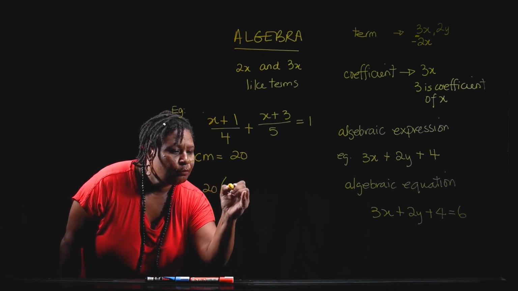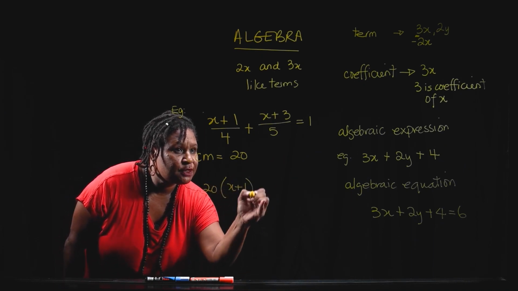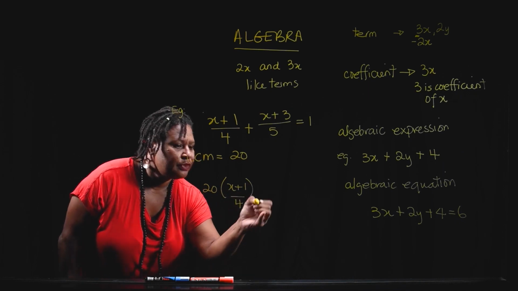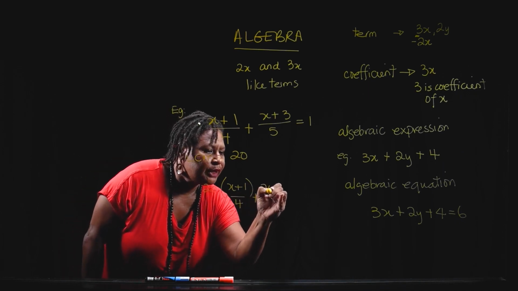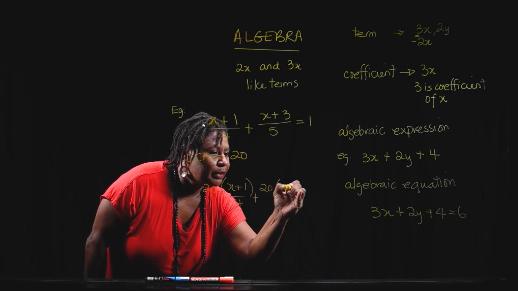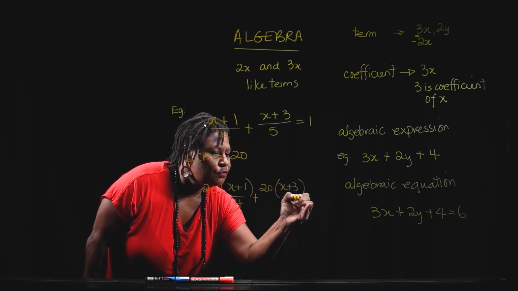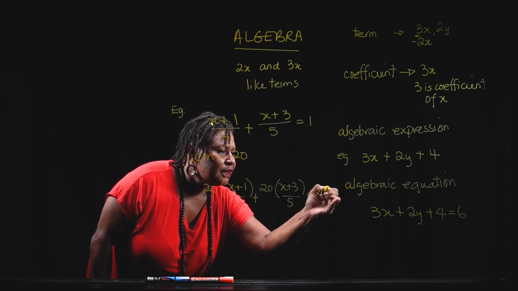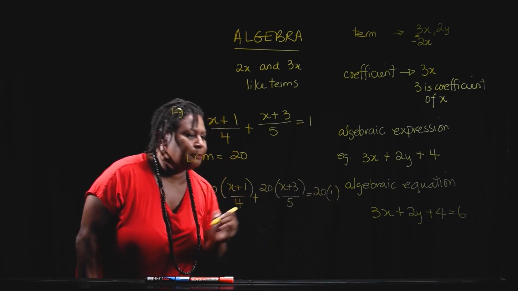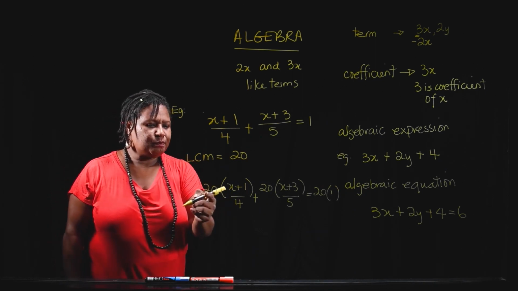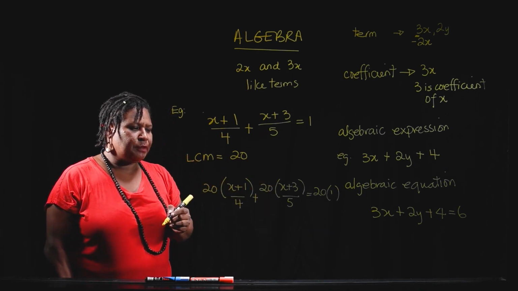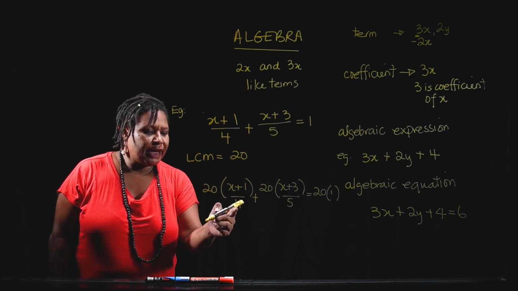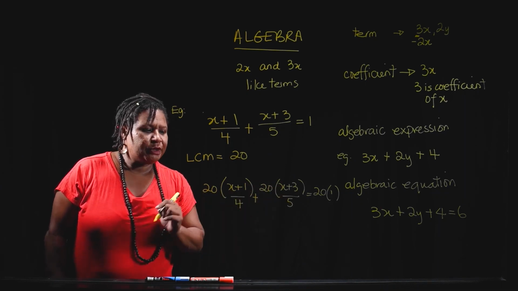20 multiplied by (x + 1)/4, plus 20 multiplied by (x + 3)/5, equal to 20 times 1. Okay, so we've multiplied the LCM by each term. Now we need to simplify to remove the denominator.